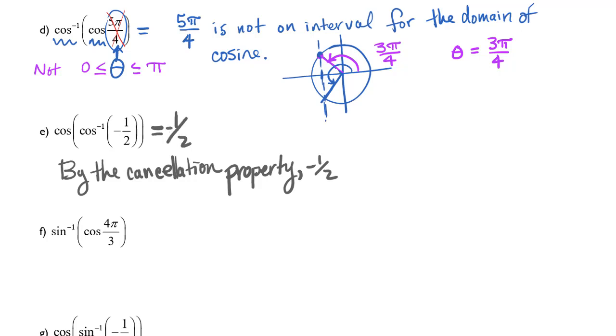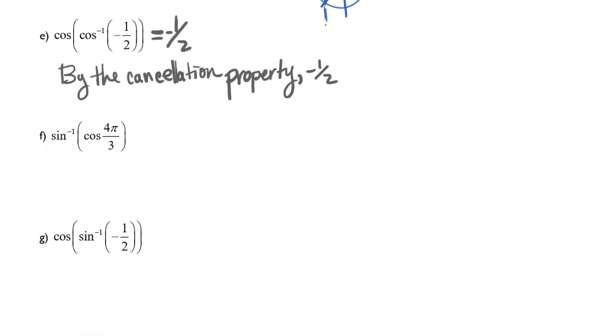That one was quite easy. This next one is sine inverse of cosine of 4 pi over 3. So it would be a good idea to figure out what the inside is equal to first. So if we take cosine of 4 pi over 3, first let's find the angle.